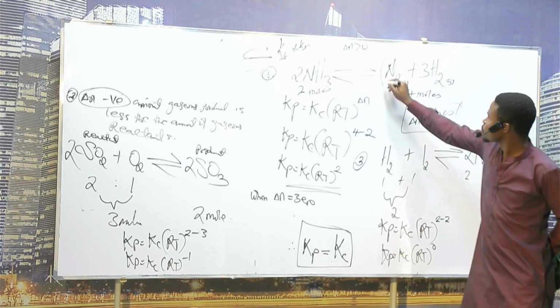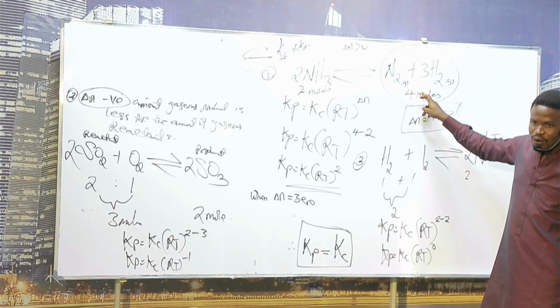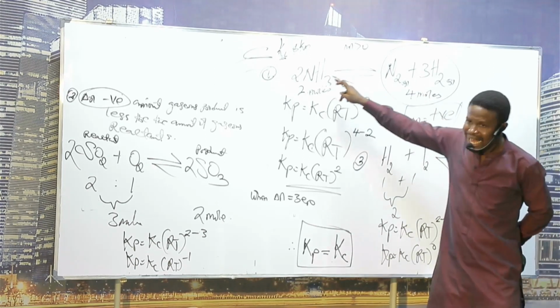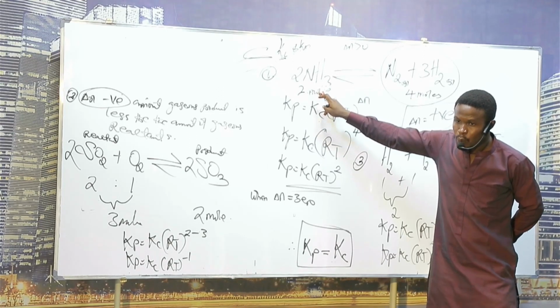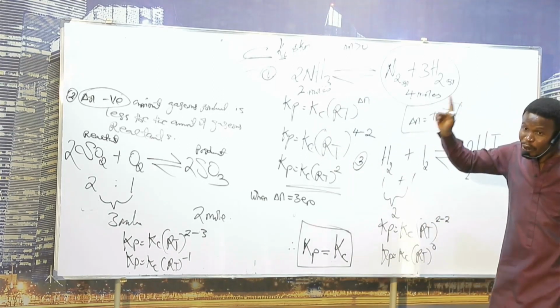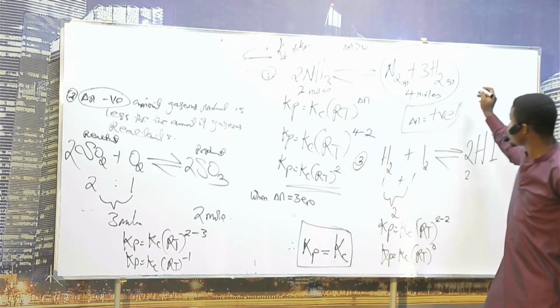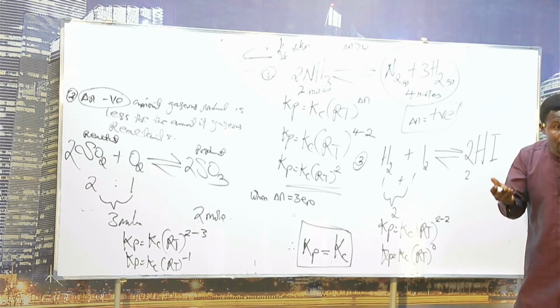Now, in this reaction, what is the gaseous product? 4. When the amount of gaseous product is greater than that of the reactant, the change in number of moles will now be 4 minus 2, which is 2. Say 2 is greater than 0.